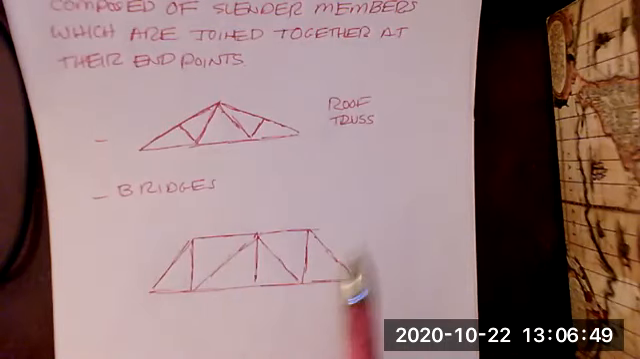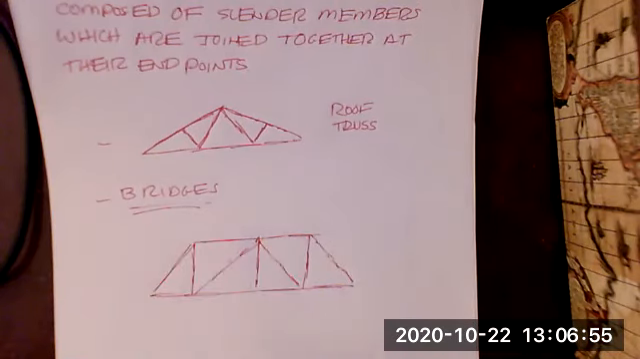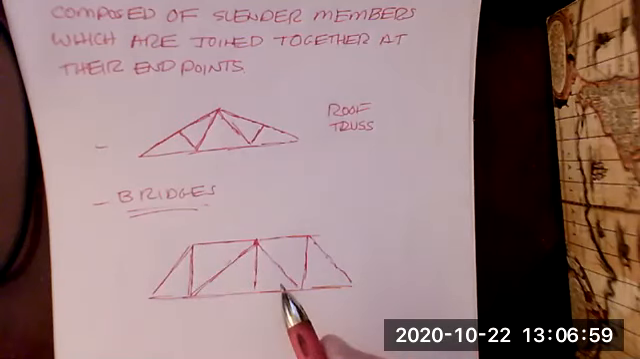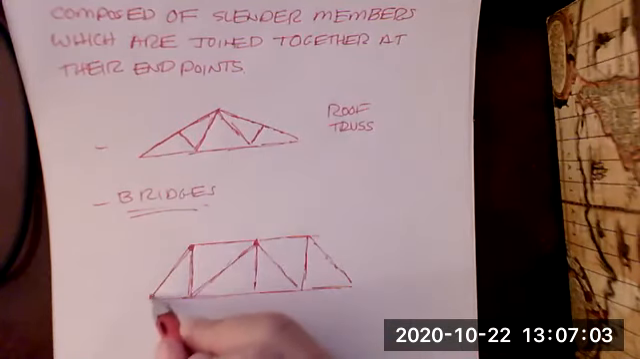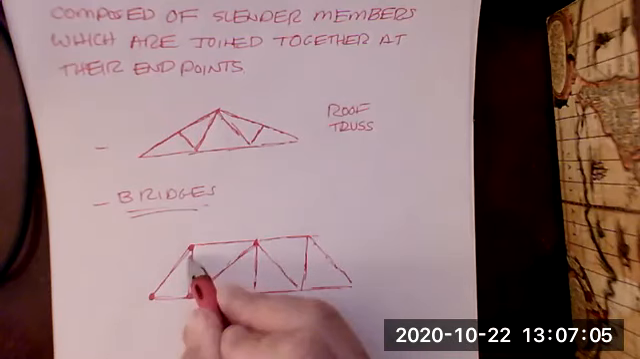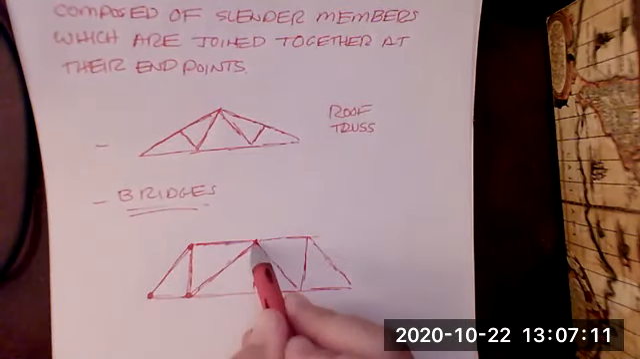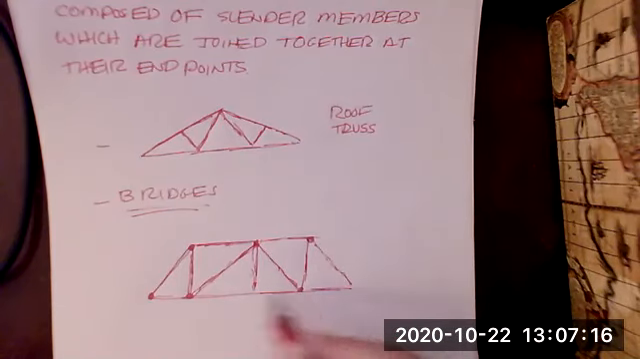So you see trusses that make up roofs. You see trusses that make up parts of a bridge, right? Again, trusses are made up of these slender components here, and they're connected at the ends. So these little triangles here are really a truss. It's made up of these members, okay? And they're all connected at the ends.